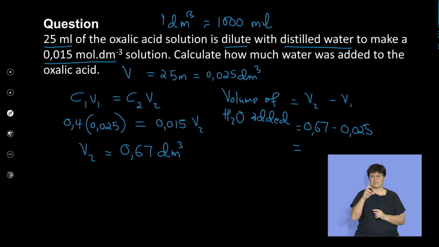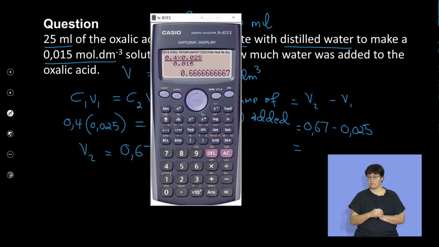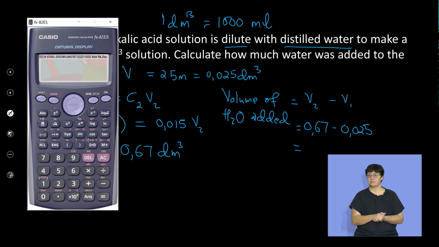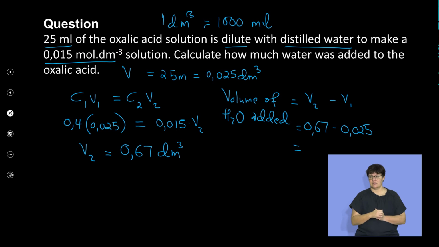So if we go to our calculator, what do we get? We have 0.67 minus 0.025. What does that give us? This gives us 0.645, right? So 0.645 cubic decimeters of water was added. You can change that to cubic centimeters, but you don't have to. So this is the actual volume of distilled water that was added in the dilution process.